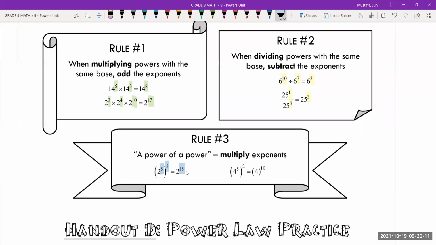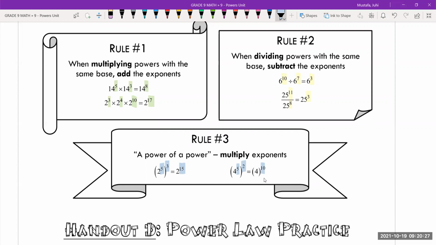So 2 to the power of 5, everything to the power of 3, multiply the 5 and 3, and you're going to get 15. Another example is 4 to the power of 5 to the power of 2 is just going to be 4 to the power of 10. Just multiply the exponents, correct.